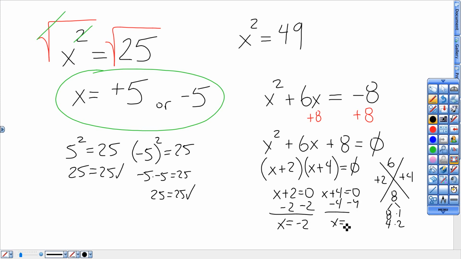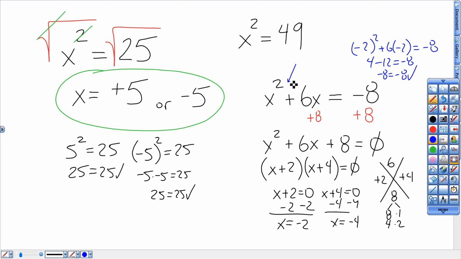And I guarantee you those work. If I were to plug those in up here, they would work. Watch. Negative 2 squared plus 6 times negative 2. Does that give me negative 8? It should. 4 minus 12. That gives me negative 8. So yes, negative 2 was an answer. Negative 4 will work too.